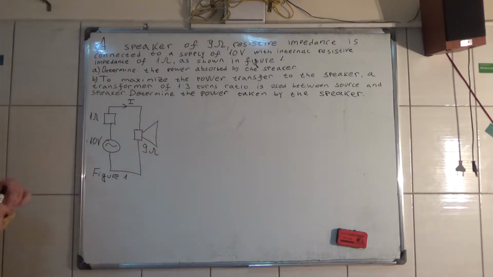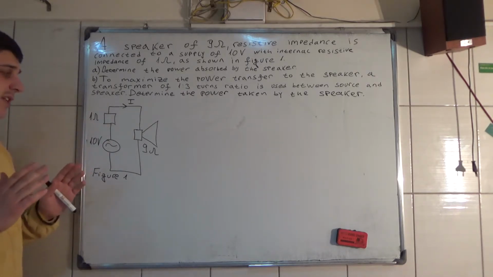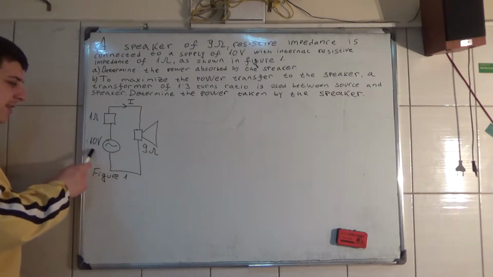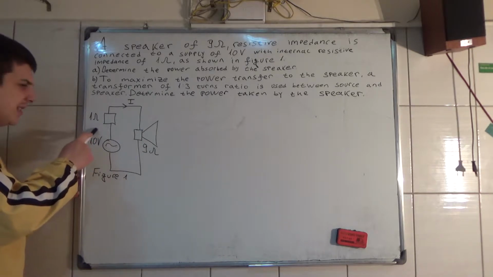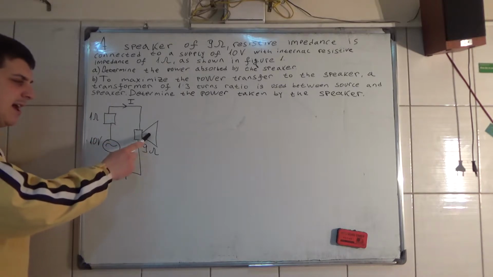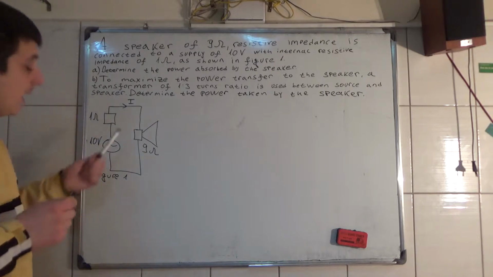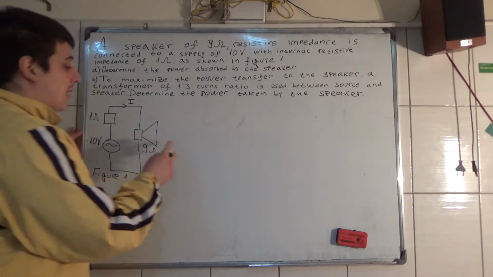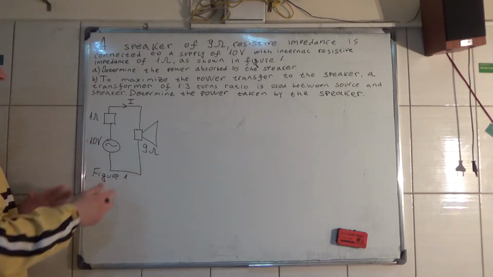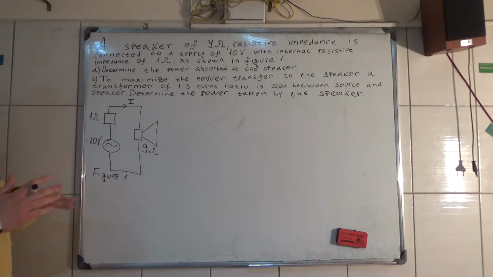So now, in the first situation, we only have a simple circuit without a transformer. We have a 10 volt alternating current supply with internal resistance of 1 ohm, and we connected to this circuit a 9 ohm resistor, 9 ohm speaker, and we have to calculate what is the power in this situation. So for A, there is no transformer. Let's just see what is the power.